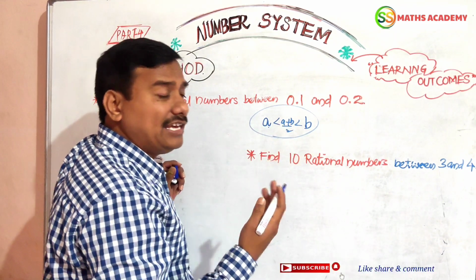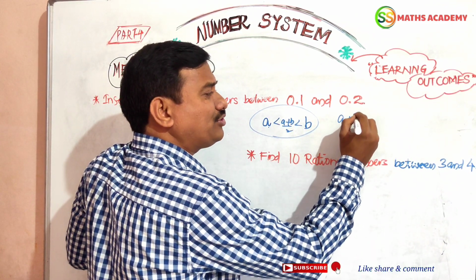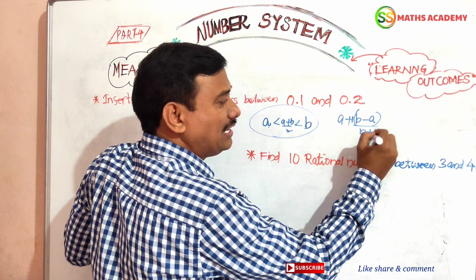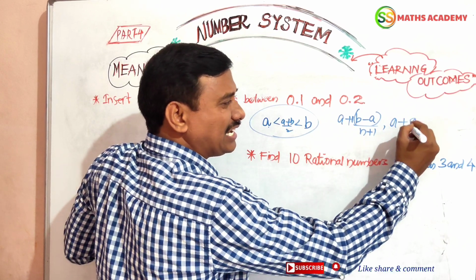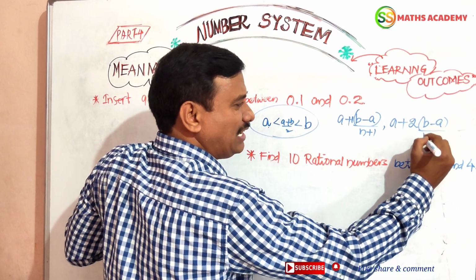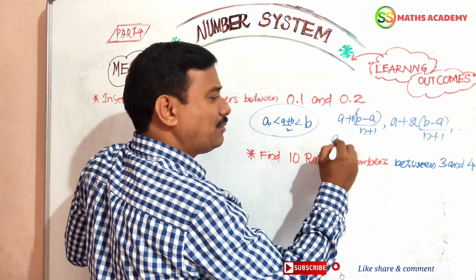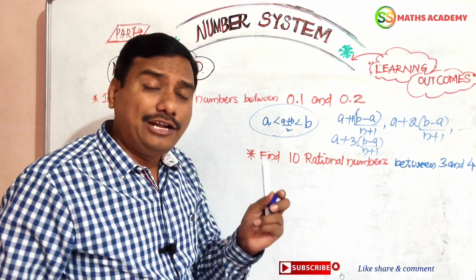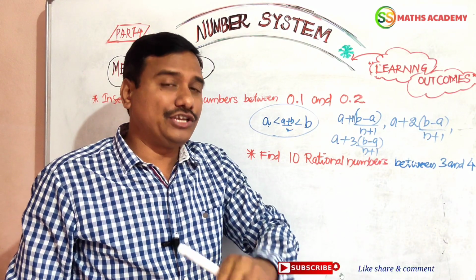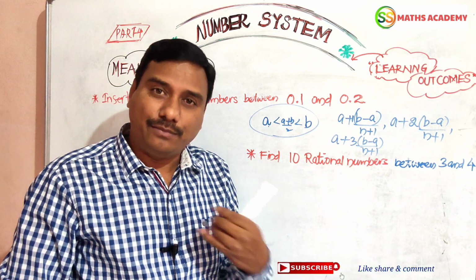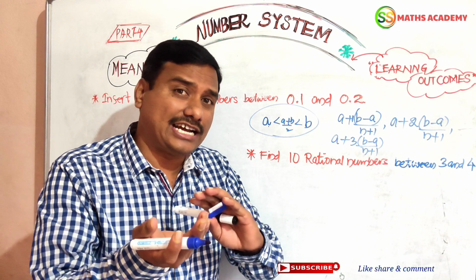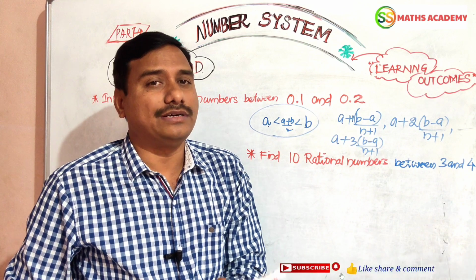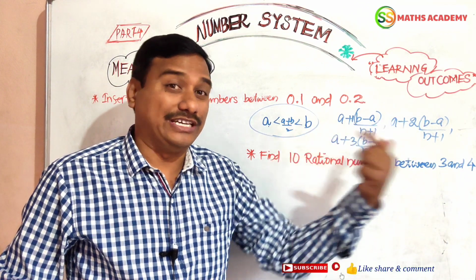But when more numbers are needed, the formula will be: first rational number is a plus (b minus a) divided by n plus 1. Second rational number is a plus 2 times (b minus a) divided by n plus 1. And for the third rational number, a plus 3 times (b minus a) divided by n plus 1. Here a and b are two distinct rational numbers. If you find many rational numbers between a and b, this b minus a, the difference of the second number and first number, will be divided by n plus 1. That number we should add with the first number sequentially.